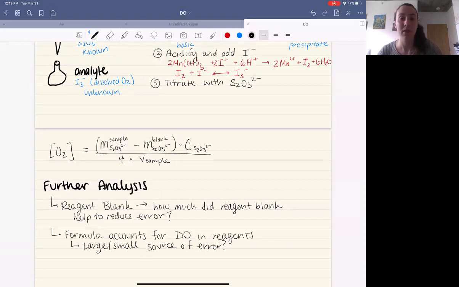Okay, and of course, why do you care about dissolved oxygen? It's really important for life in the ocean or in any body of water. It's also important, your dissolved oxygen levels in your blood is important for your life as well. So this is important to think about. Okay, good luck.